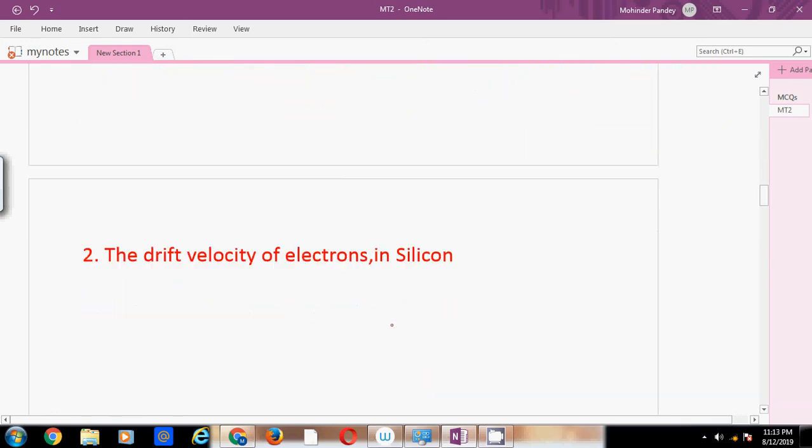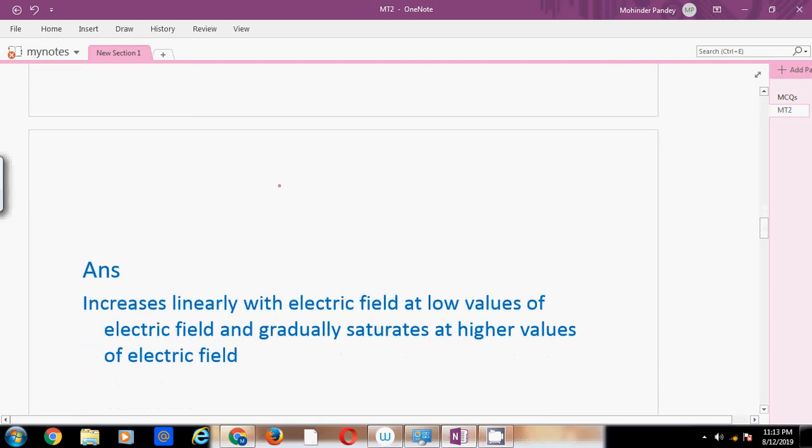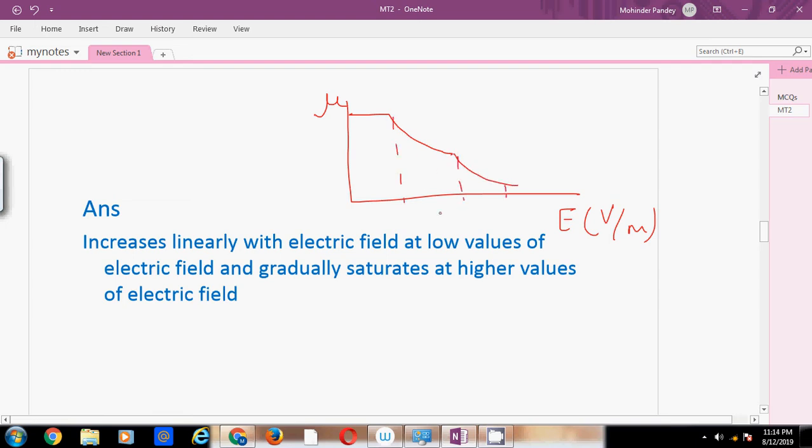Next question, the drift velocity of electrons in silicon. As we know, drift velocity is equal to mu E. That means it increases linearly with electric field at low values of electric field and gradually saturates at higher values of electric field. In the previous slide, I have shown you the graph like this, mobility versus electric field, in volt per meter or volt per centimeter, whatever unit you want to take. Always remember, this is a very important graph from the GATE point of view and for any PSU exam.